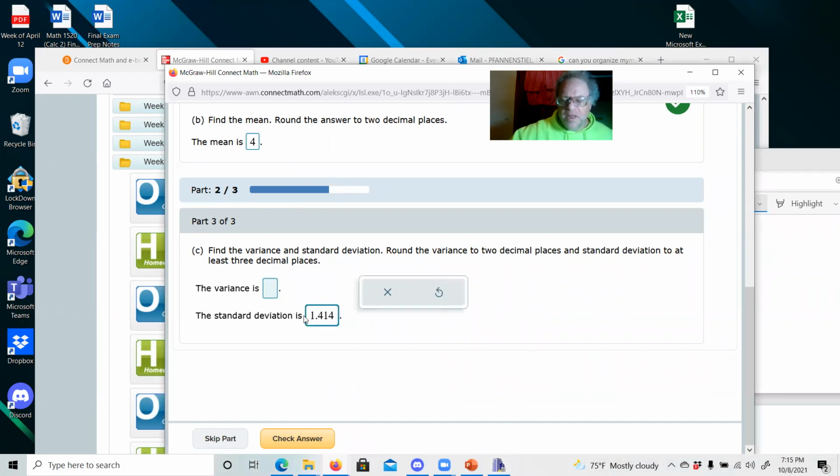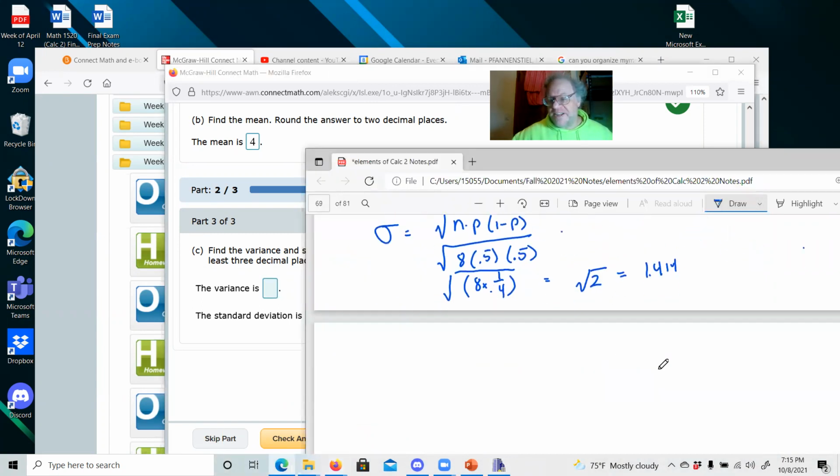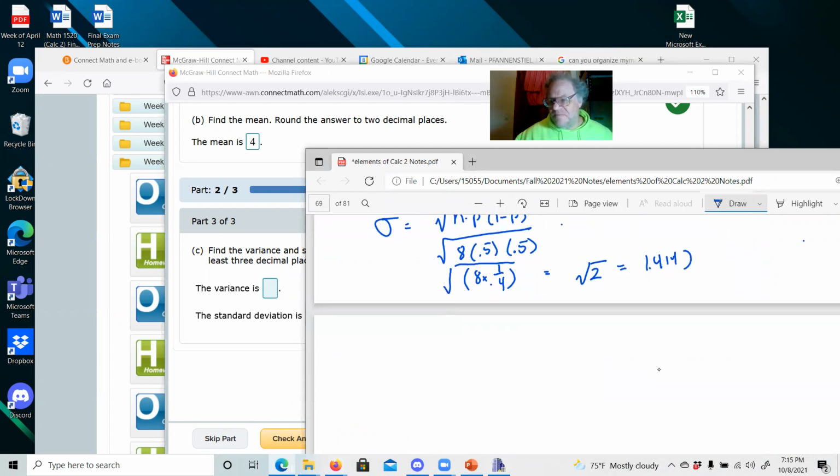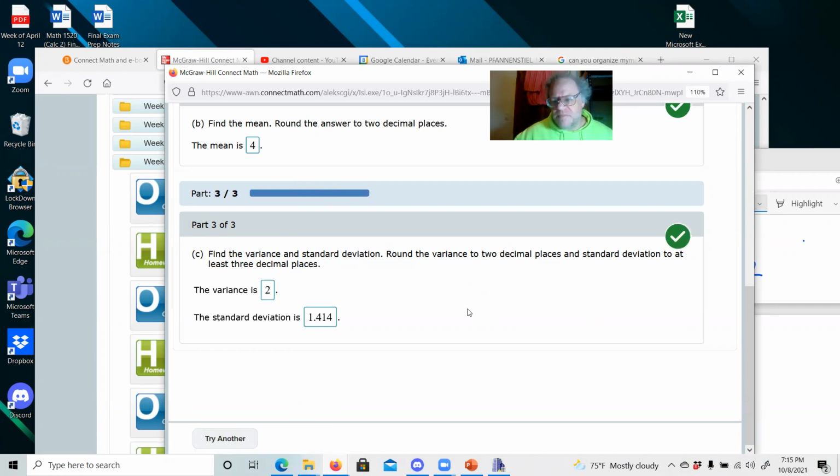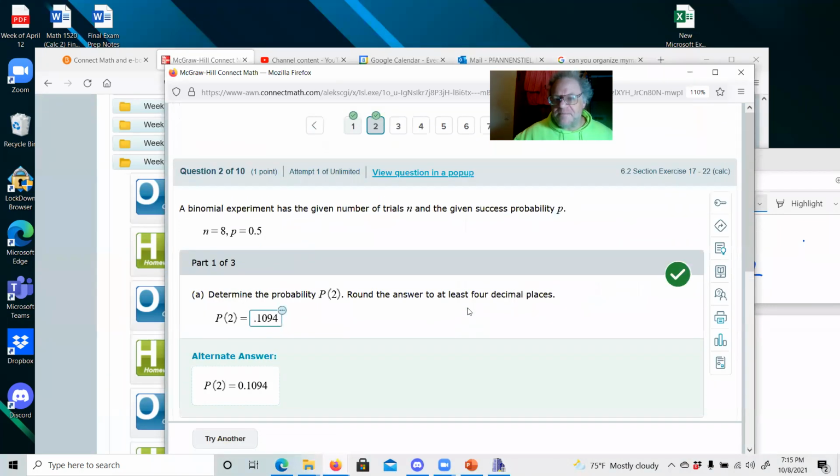1.414. You know what the variance is? Variance is the standard deviation squared. What's the square root of 2 squared? Don't overthink it. Right? This is 2. So the variance is 2. Standard deviation is the square root of 2. All right? And that's all they want out of that.